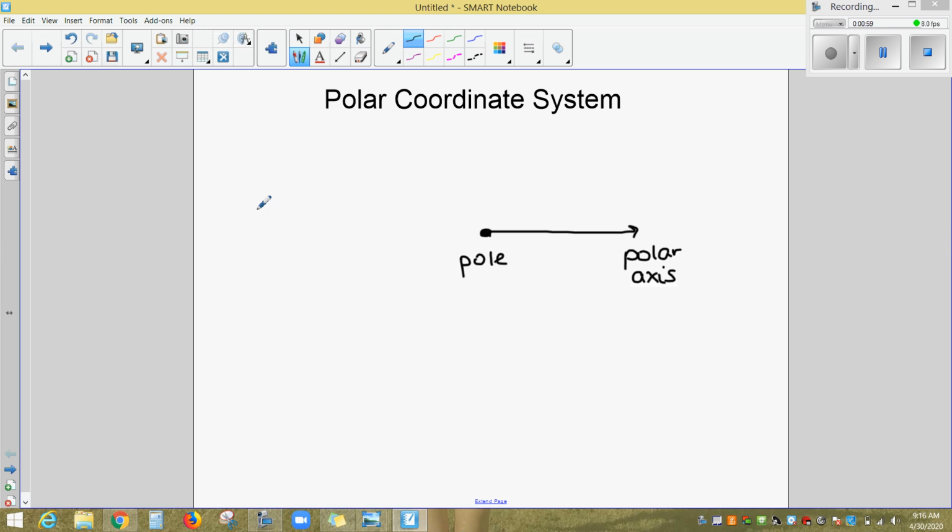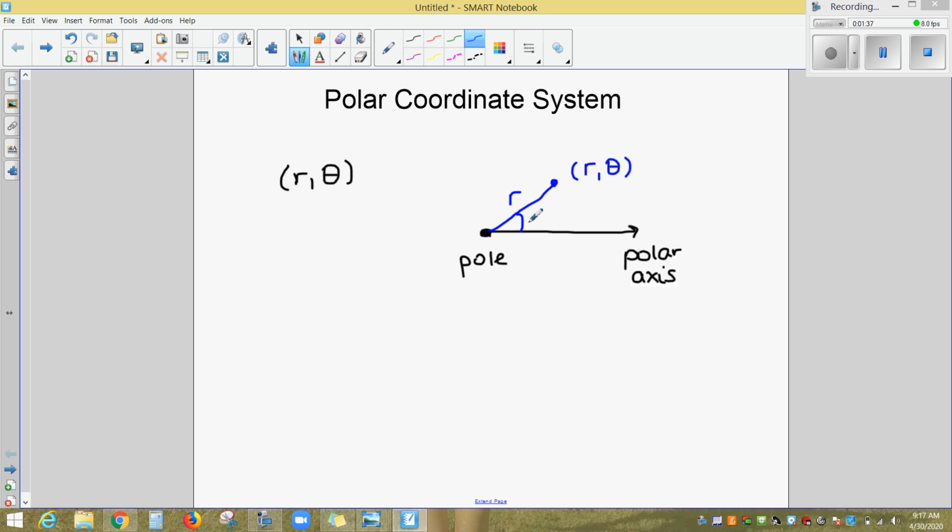When we're plotting ordered pairs in the polar coordinate system, instead of an x-coordinate and a y-coordinate, we have an r and a theta. Let me stick a blue dot up here and call it (r, theta). Now r is like the radius. It's the length of the directed line segment from the pole out to that point. So I'm measuring a straight line from the equivalent of the origin out to that point.